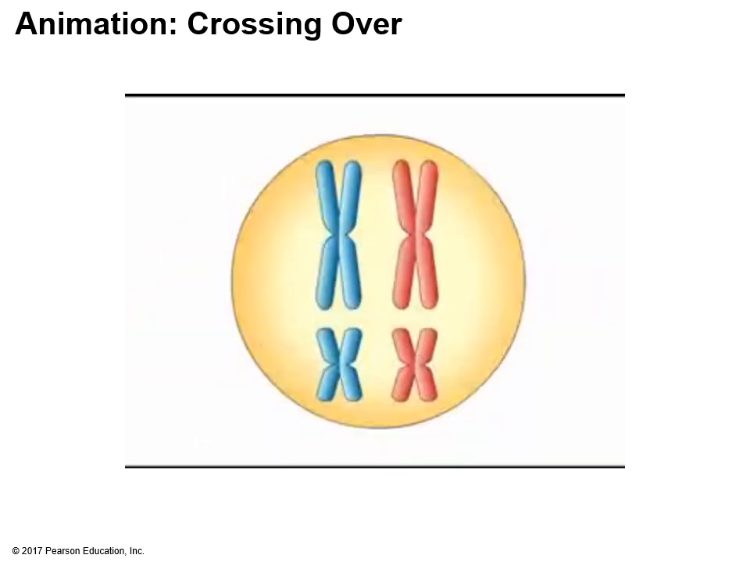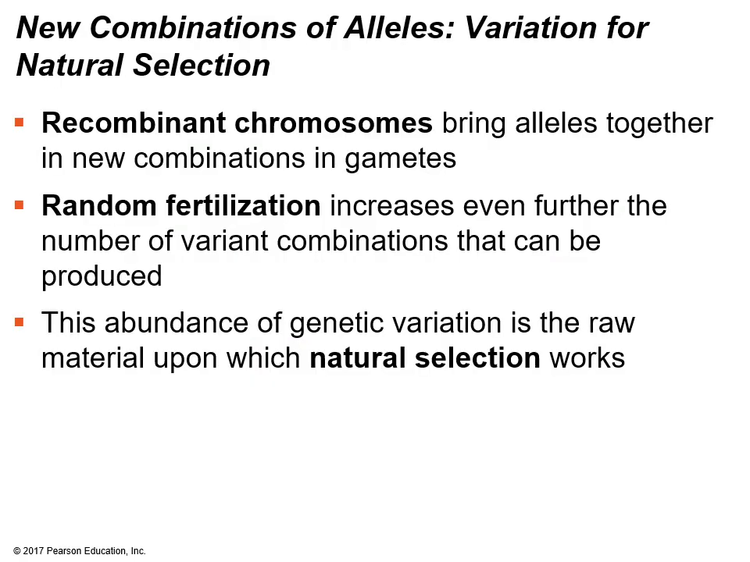Okay, so this is a good video showing you the crossing over that happens during prophase 1 of meiosis 1, producing both recombinant and parental gametes. Recombinant chromosomes bring alleles together in new combinations in gametes. So that's going to increase diversity or variation. And random fertilization increases even further the number of variant combinations that can be produced. So random fertilization is referring to how sperm and egg are going to randomly pair up with one another.